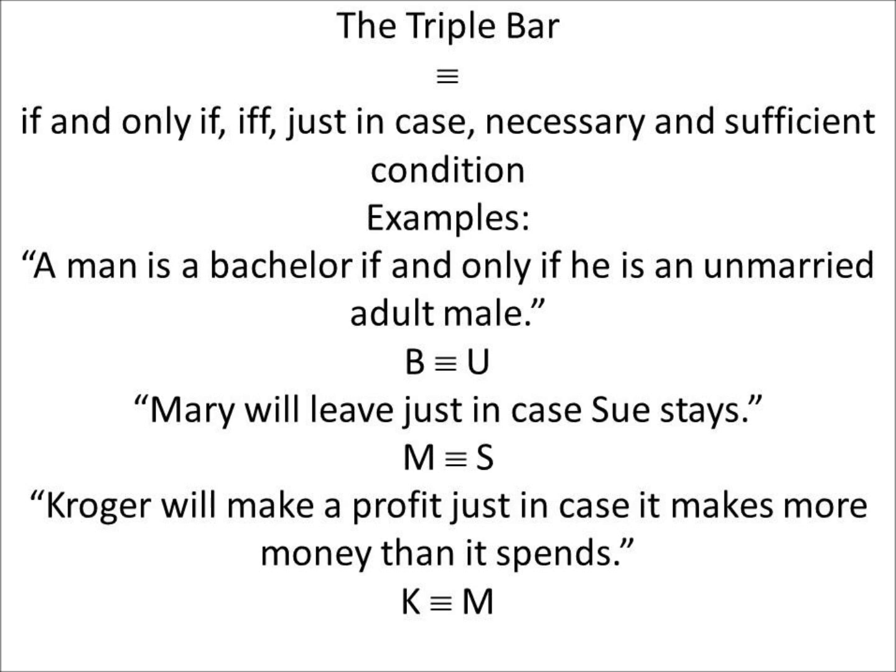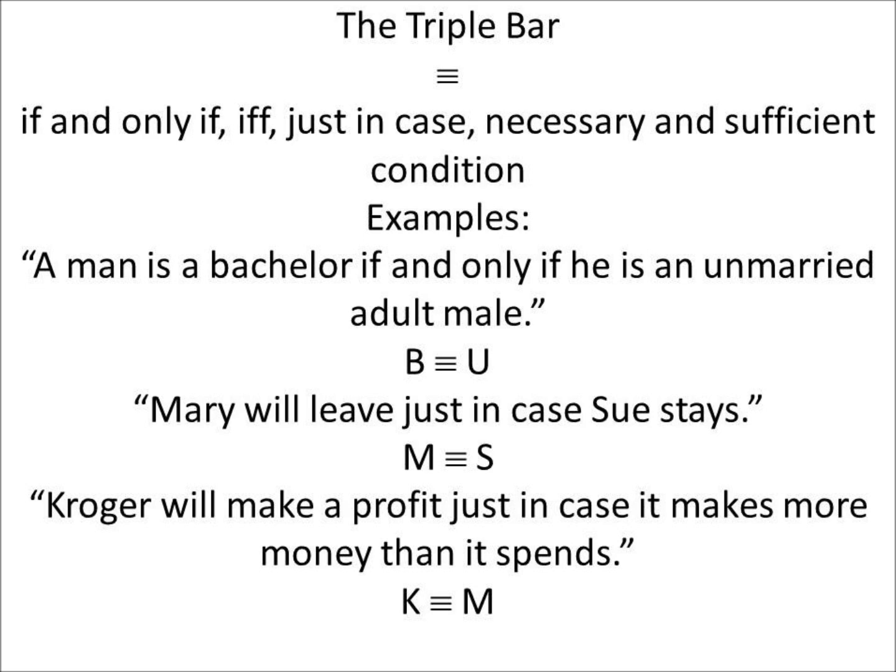I'll give an example here. A man is a bachelor if and only if he's an unmarried adult male. Well, the man being a bachelor is necessary and sufficient for him being an unmarried adult male. And a man being an unmarried adult male is both necessary and sufficient for him being a bachelor. So we use the triple bar, B triple bar U.